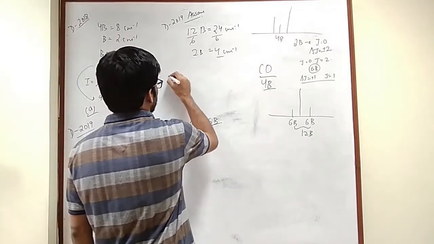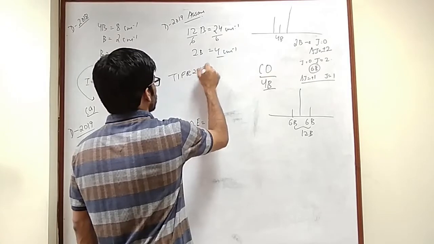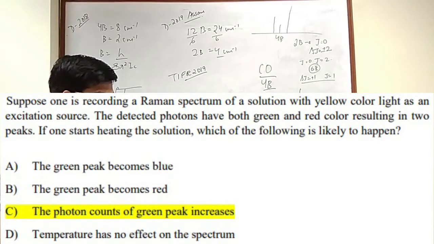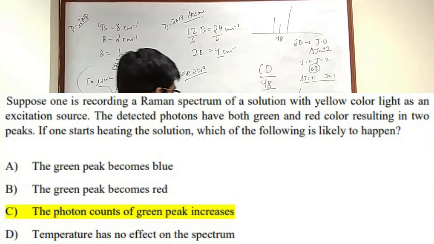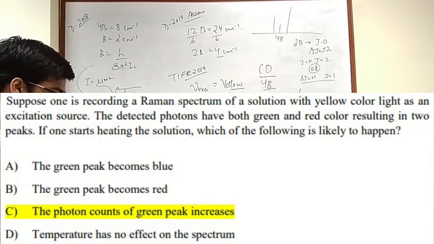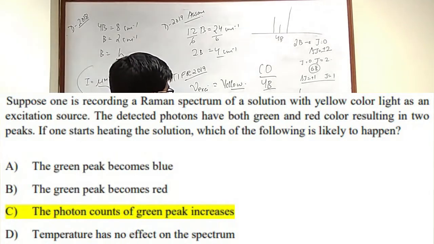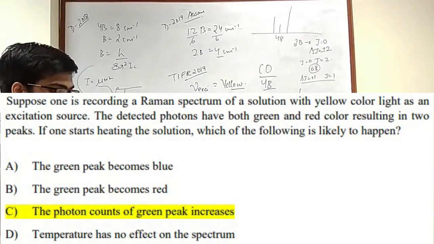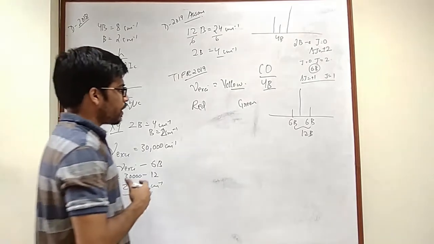Okay, so the last question from the recent year is from December TIFR 2019, and it's a really good question. Suppose one is recording a Raman spectrum of a solution with yellow color light as the excitation source. The detected photons have both green and red color, resulting in two peaks. So that means the released photon has red and green color. If one starts heating the solution, which of the following is likely to happen?